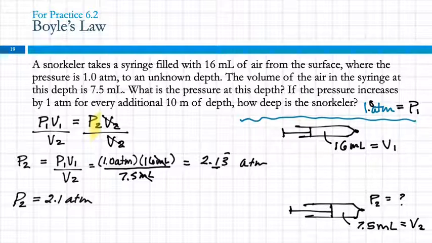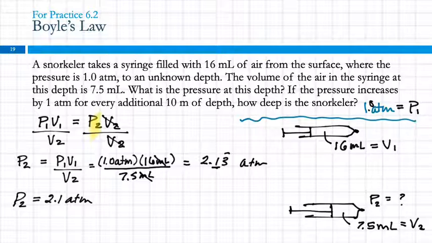So the pressure increases by 1 atmosphere for every 10 meters of depth. How deep is the snorkeler? Well, you can kind of estimate that, just kind of thinking about it. It's like, well, we started at 1 atmosphere up here, and then when we go down 10 meters, we add an atmosphere. So when we go down 10 meters, we get 2 atmospheres. But this is 2.1, it's a little further. So if we were just ballparking, we could say, well, it's about 10 meters deep. But we can do better than that.